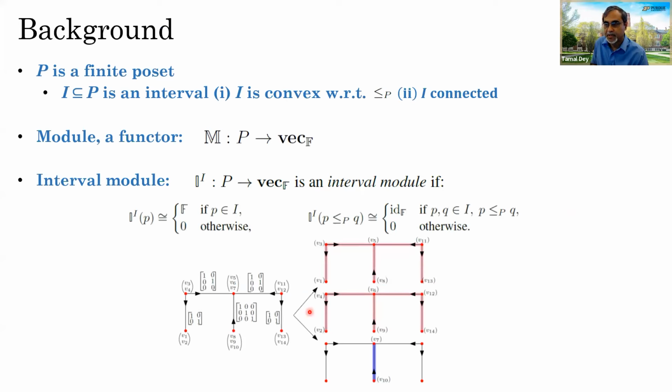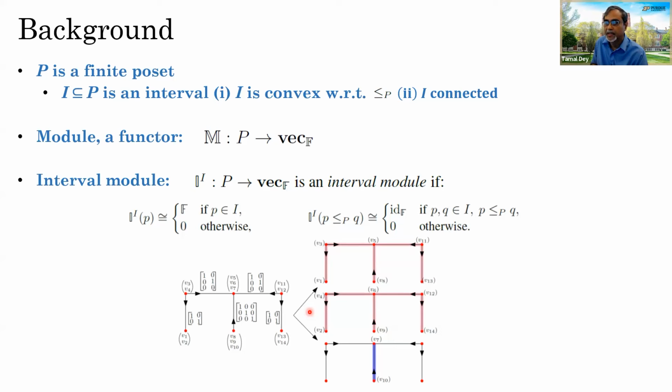So I'm assuming that P is a finite poset, first of all, and we all know what an interval is. It is a subposet I of P, where I is convex with respect to the order, which I'm denoting as less than or equal to on P, and I is connected. So that's what an interval is for me.